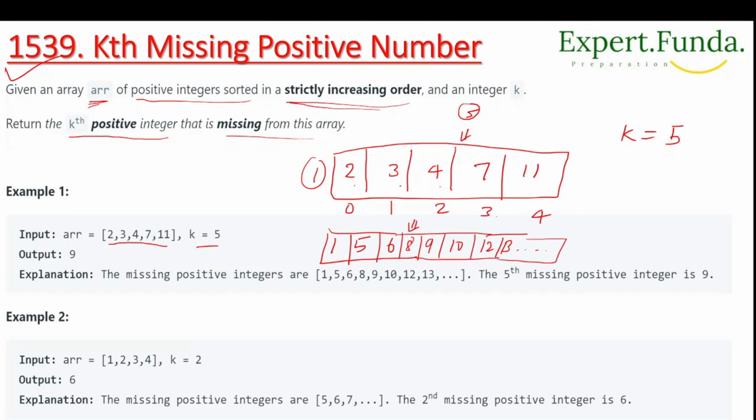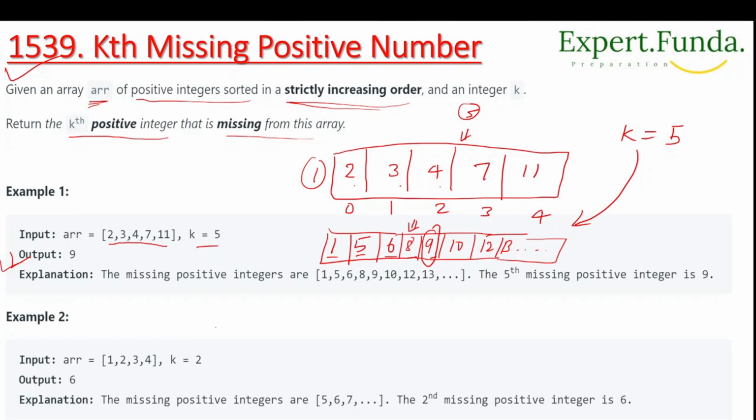So if we check the kth, the fifth, integer, what is the kth element? 1 2 3 4 5. So 9 is the number that we have to return, and that's why the output is 9. This number is missing as a value. So the kth missing positive integer, the missing number from this array, is 9.